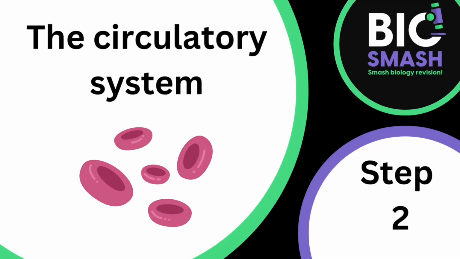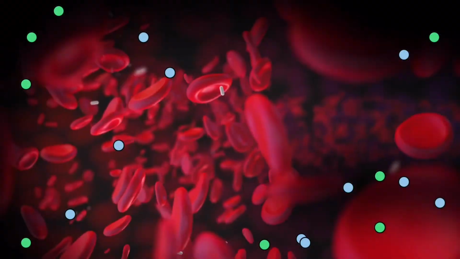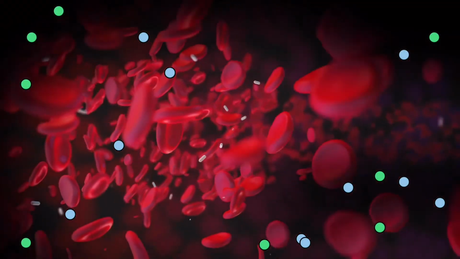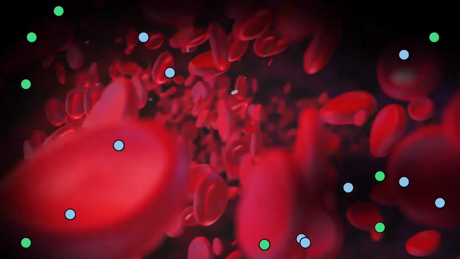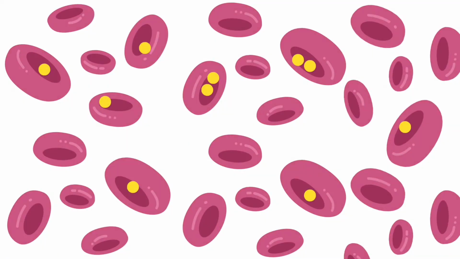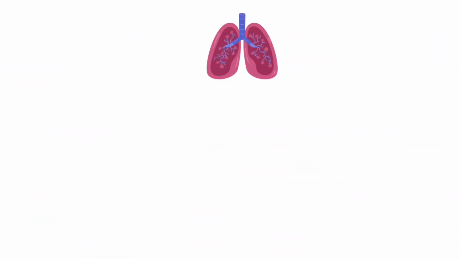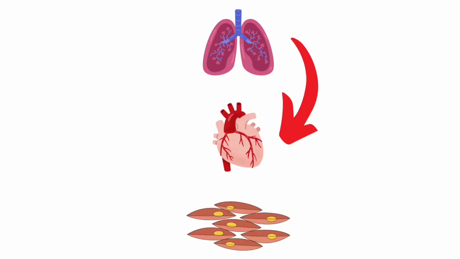Now, let's look at the circulatory system in more detail. As we've already discussed, lots of substances are being transported around your body through your blood. For the rest of this video, we're going to concentrate on just one of these substances, and that's oxygen. As we've already described, the blood needs to pick oxygen up from the lungs. The blood then carries this oxygen back to the heart, ready to give to the rest of the body.